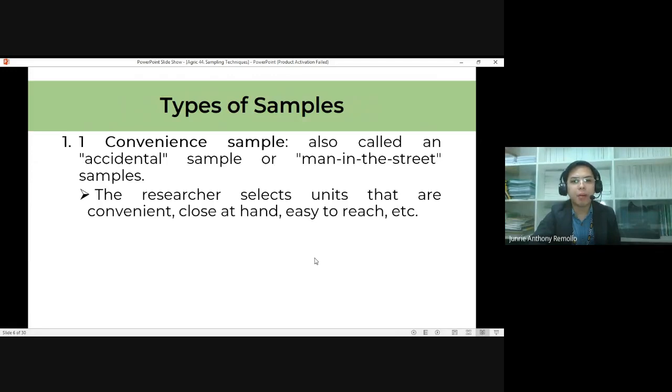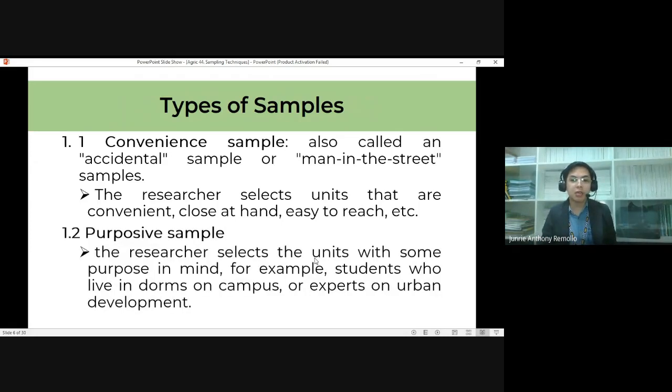So the examples of non-probability samples are, first, the convenience sample. It is called an accidental sample or man in the street sample. The researcher selects units that are convenient, close at hand, easy to reach. That is why it is called convenience sample. Given that it is non-random, you are just obtaining some data and coming up with a conclusion based on the data which are easy at hand to be obtained. That is why it's called convenience.